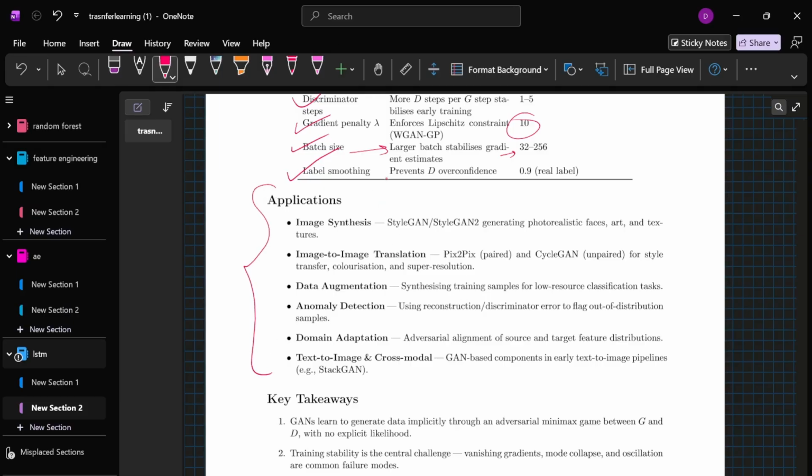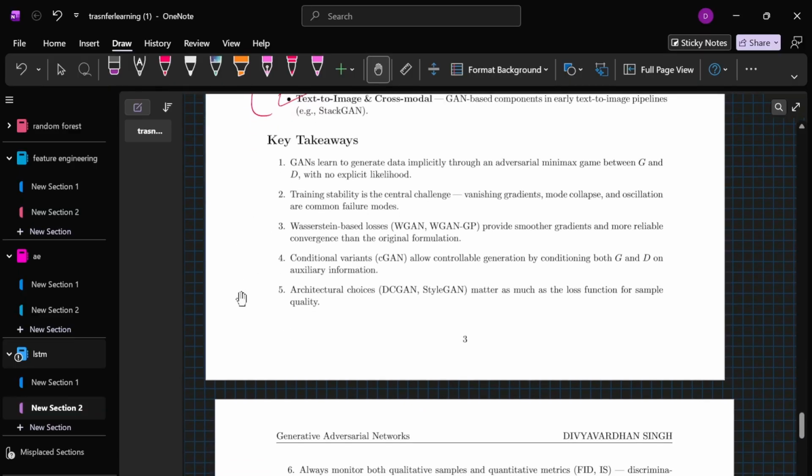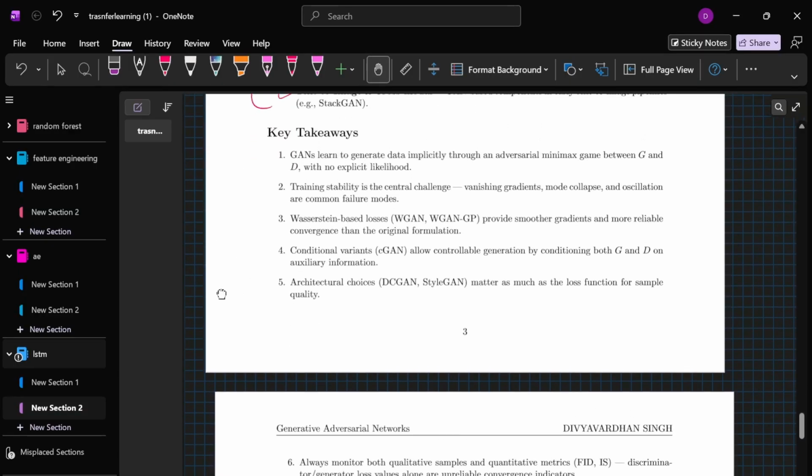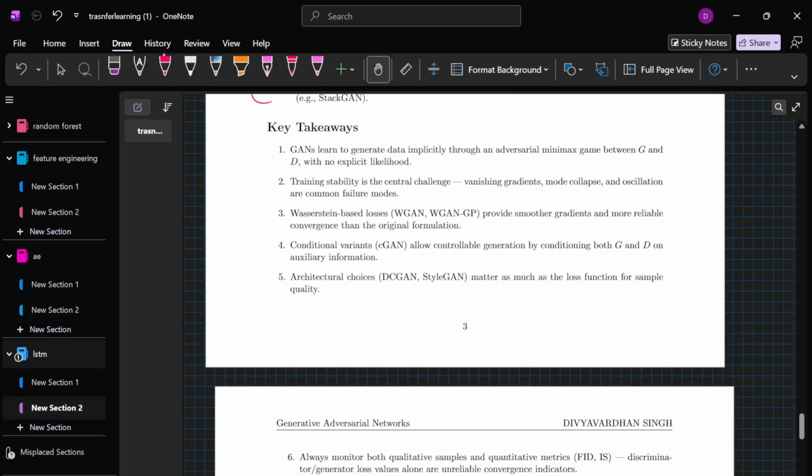What are GANs actually used for? Theoretically, GANs are powerful for image synthesis, image-to-image translation, data augmentation, anomaly detection, domain adaptation, and text-to-image. So these are some of the areas where GANs are actually being used. Then moving forward, we have some of the key takeaways.